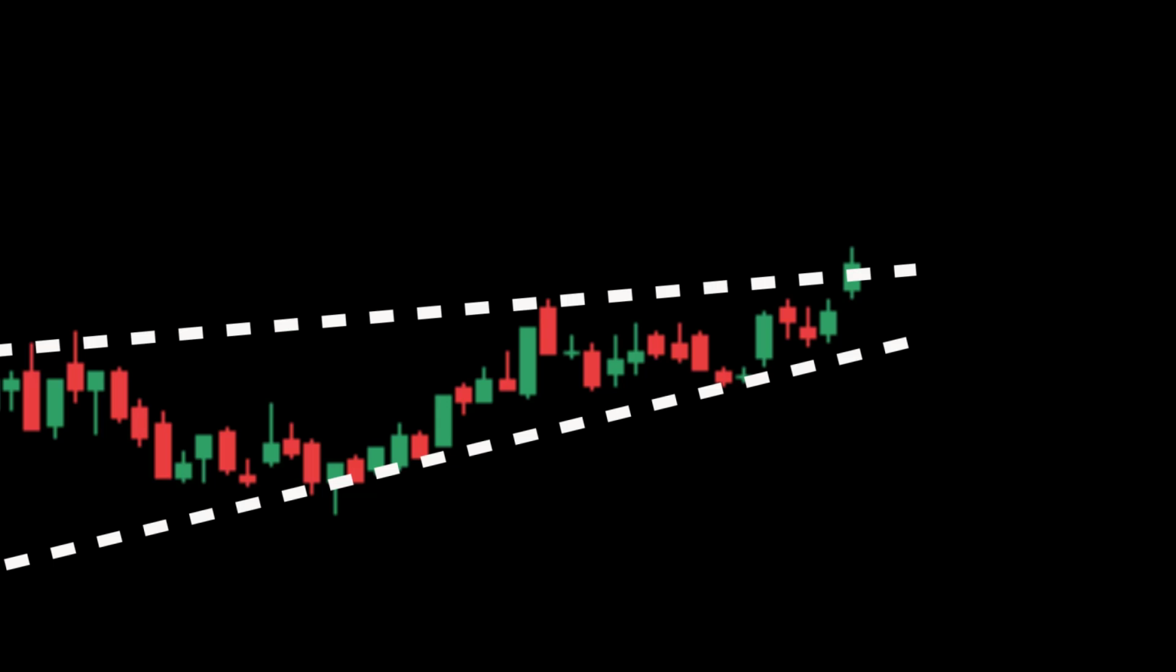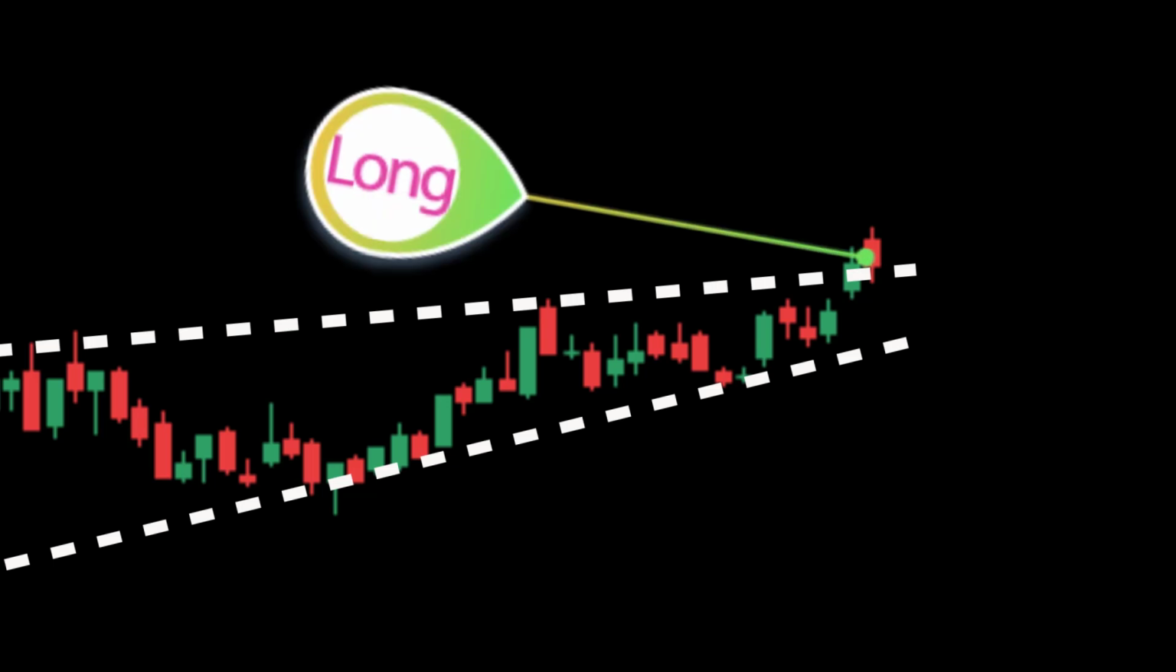On this same chart, we can also apply the second method. Instead of entering a buy position immediately at the breakout point, we wait for a pullback after the price breaks the pattern's trend line and only then place a buy order.